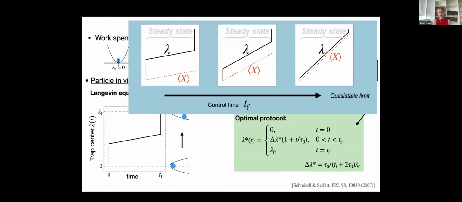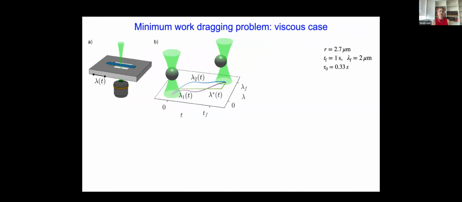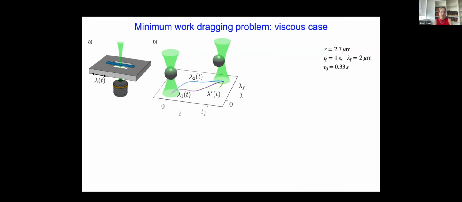Okay, so this was already known, but it hadn't been realized in experiments. So there, my collaborators and Constance came into play. As I said, they have a particle in a trap. Instead of moving the trap, what they actually do is they displace the fluid cell, which is easier to do, so they don't have to deal with the change calibration of the laser. And thereby they can now realize different protocols and measure how much work they applied for each of these protocols.